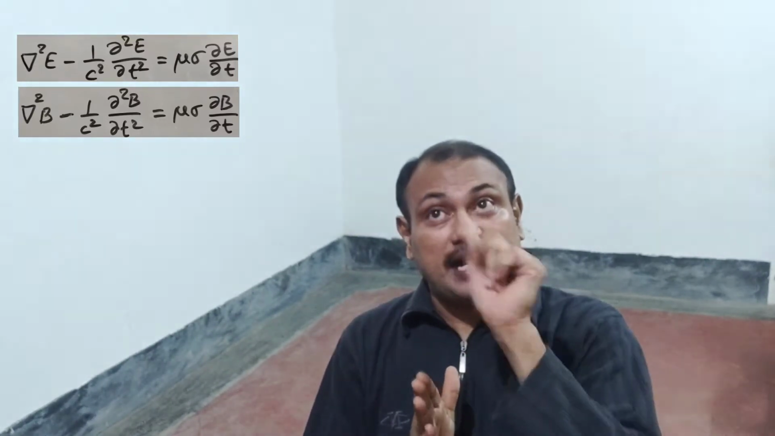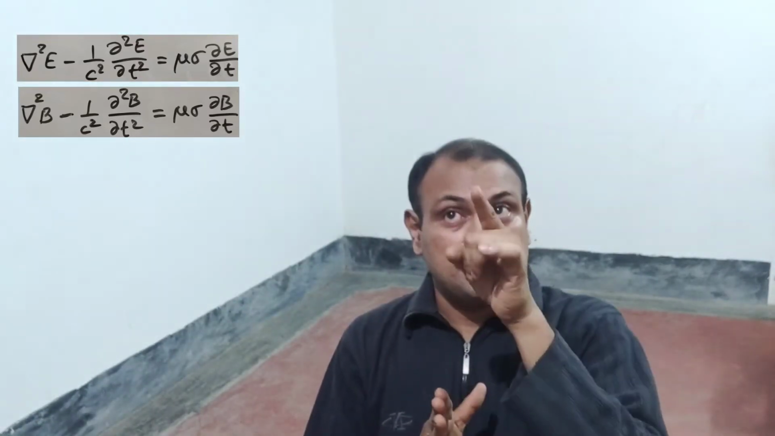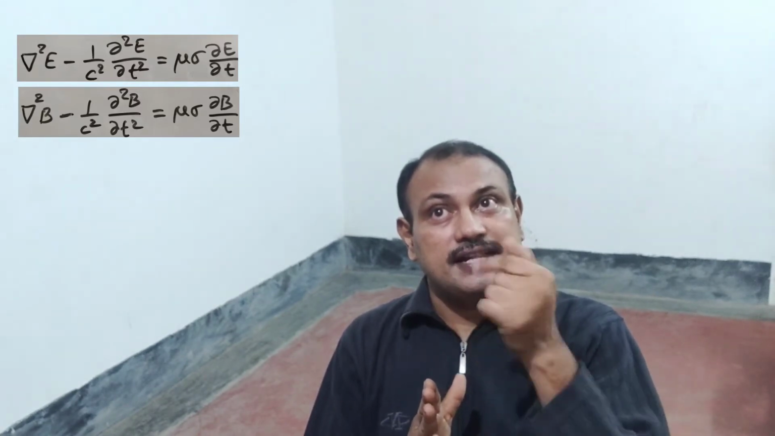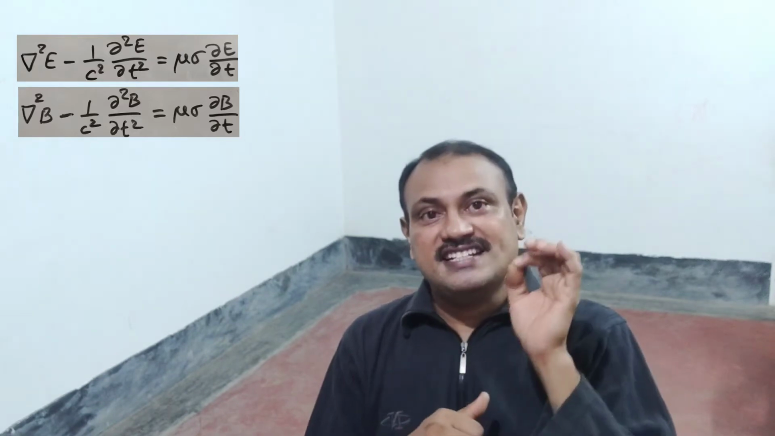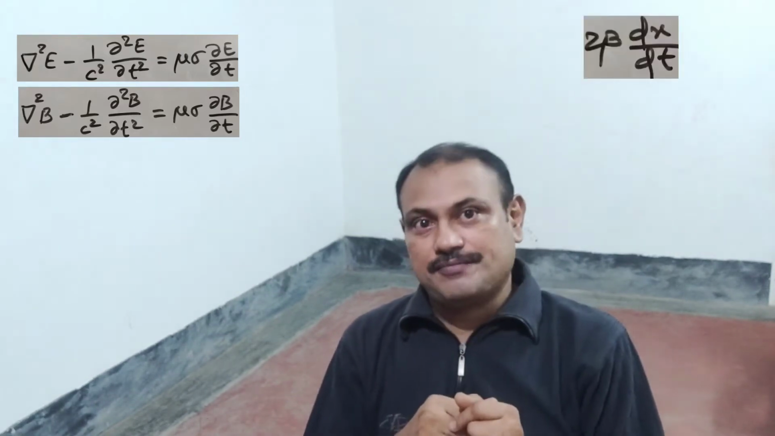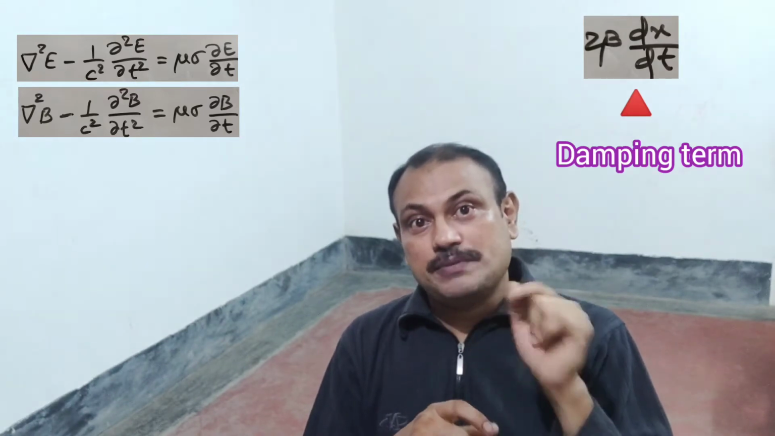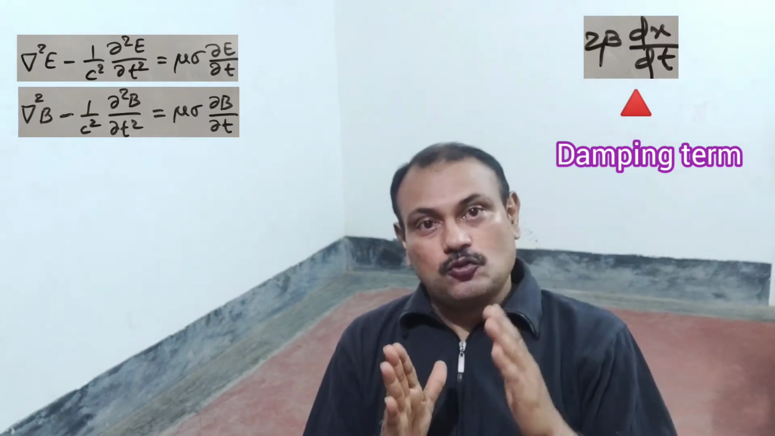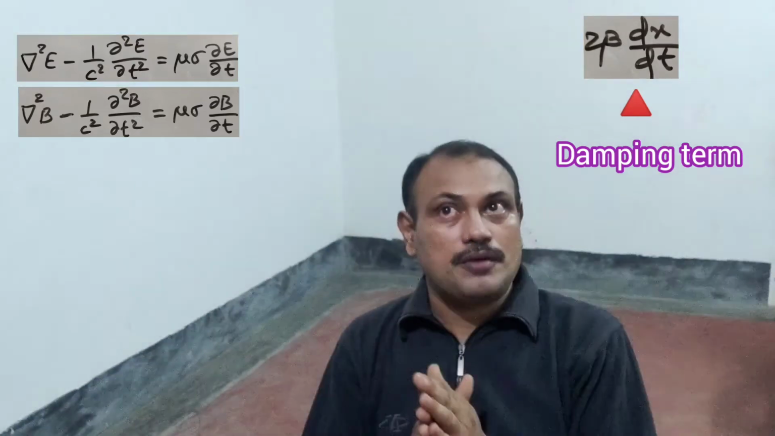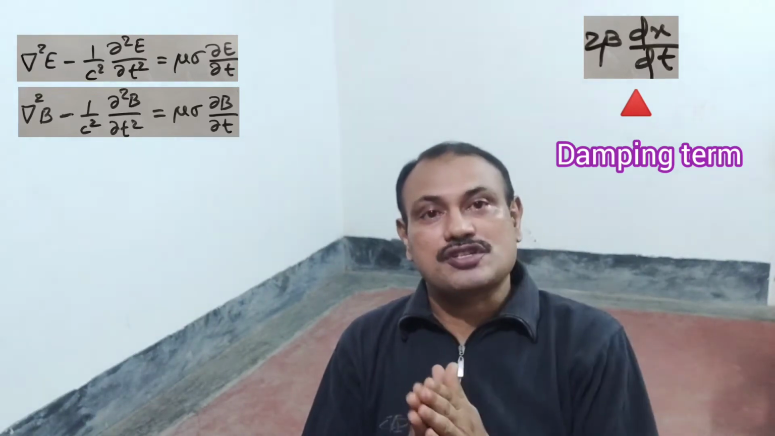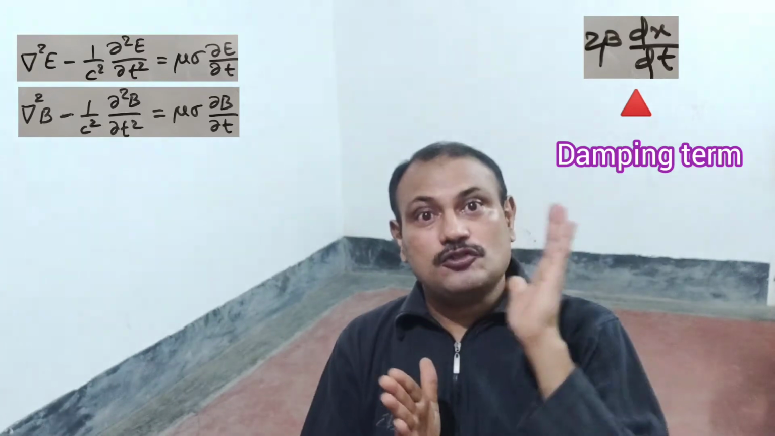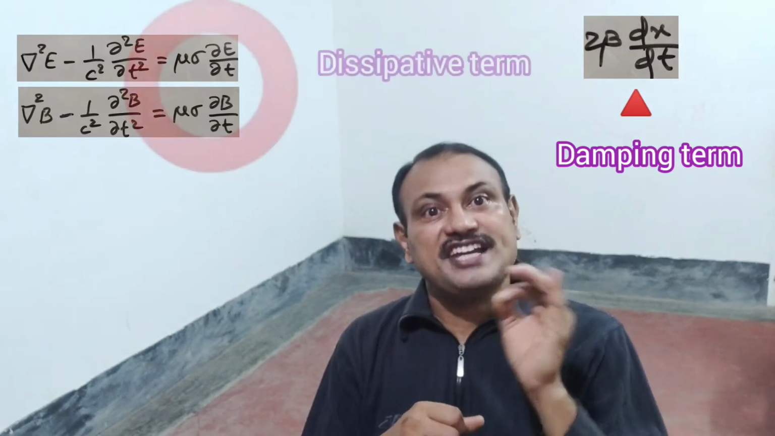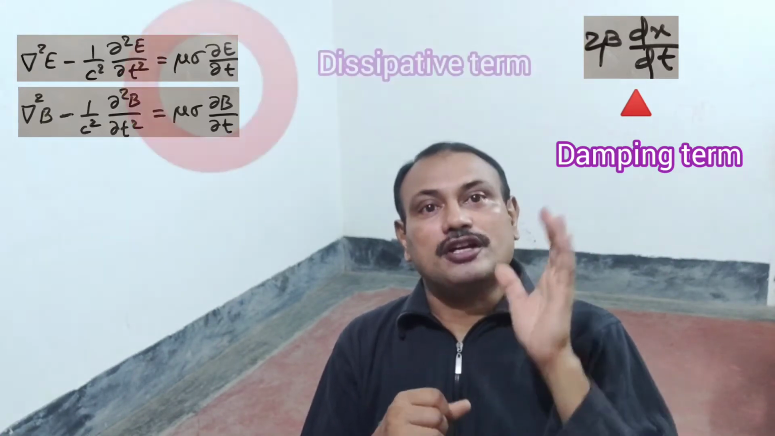Now, if you see the right hand terms in these two equations, that is mu times sigma del E by del t, and in the second, mu times sigma del B by del t, these two terms are called the dissipative terms, analogous to damping terms. As we have seen the damping term, twice beta dx by dt, when we discussed damped harmonic motions. So this twice beta dx by dt is analogous to these two terms on the right hand side of the electromagnetic wave equation in charge-free conducting medium. These two terms are in fact responsible for decay of energy and field of the electromagnetic waves.